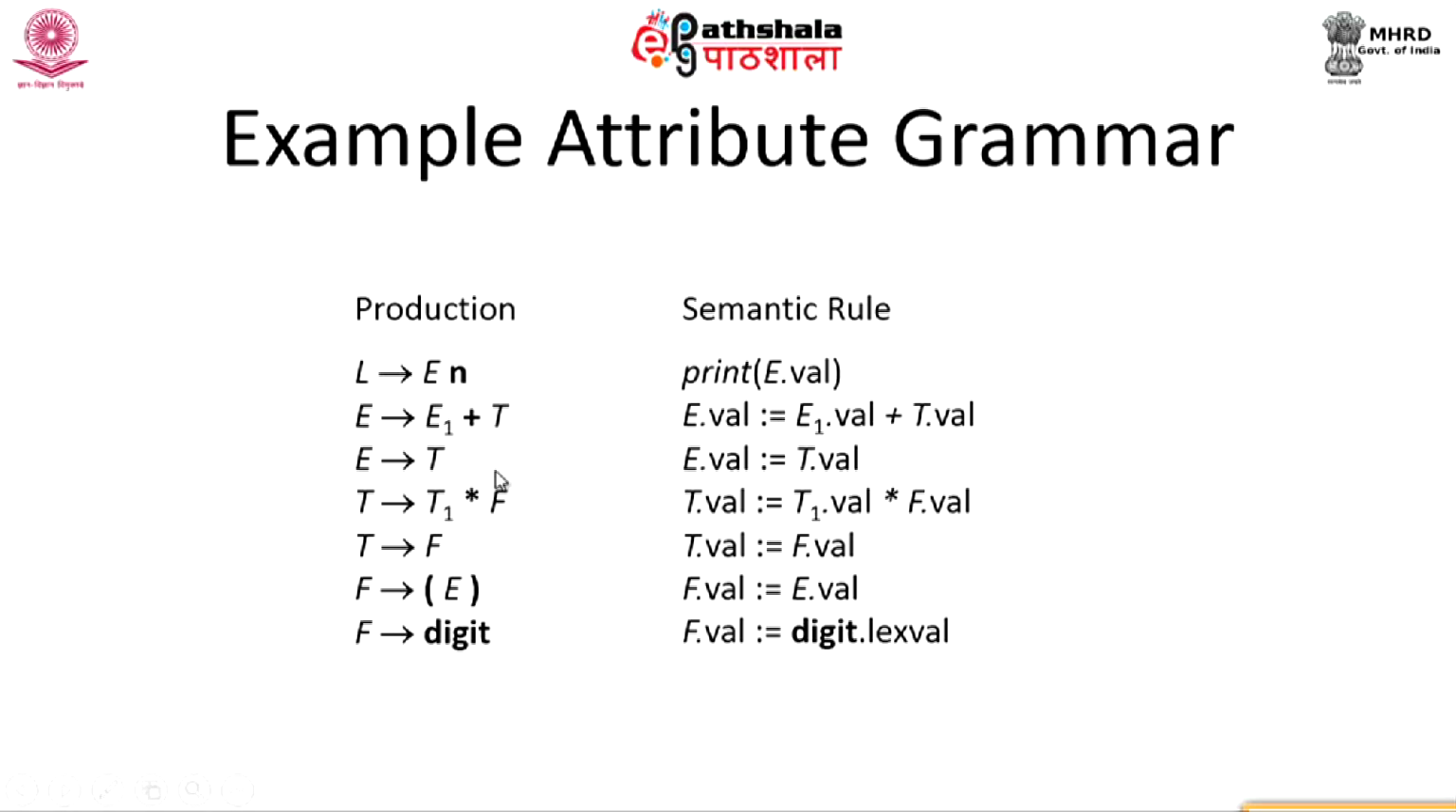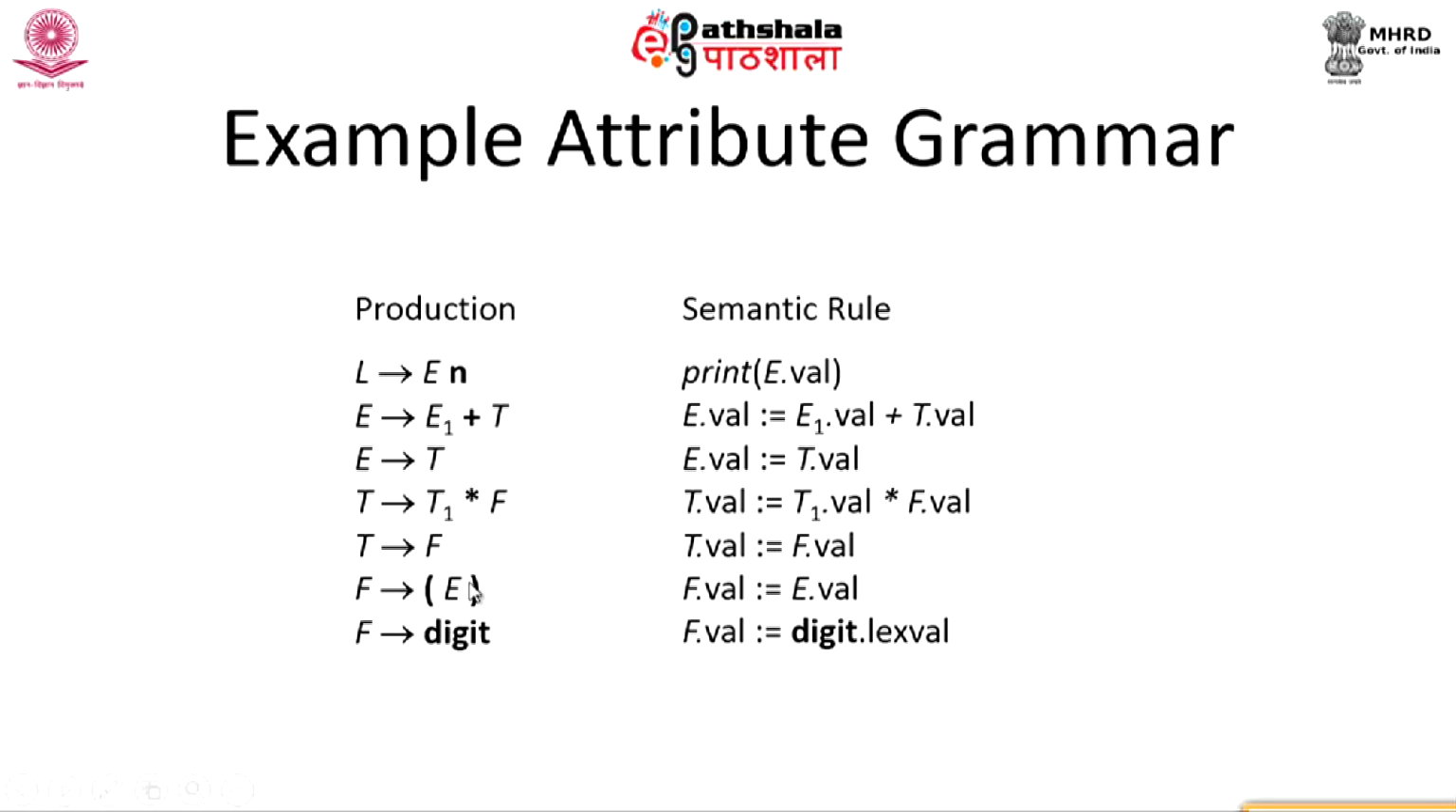Now I have E produces T. So what do I do now? It simply says that when there is a production of this particular form, you simply copy the value of T and put it into E. Okay, that's what it basically says. E dot value is equal to T dot value. Similarly, the next one, T produces T1 into F, and T dot value is equal to F dot value here.